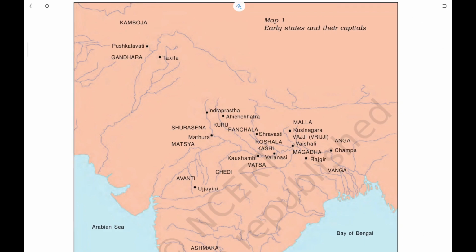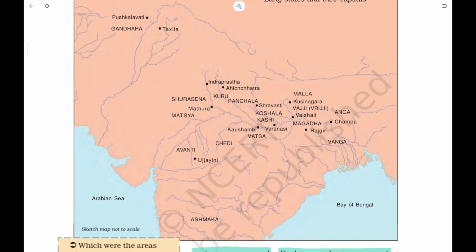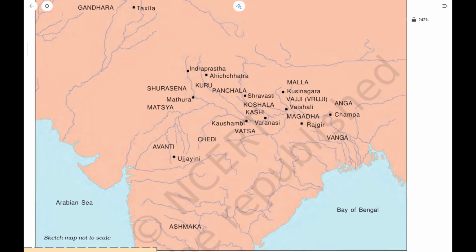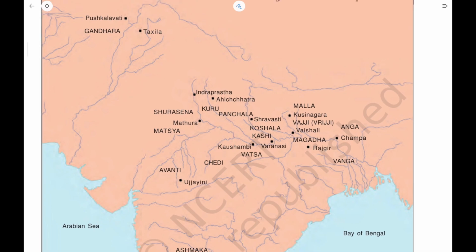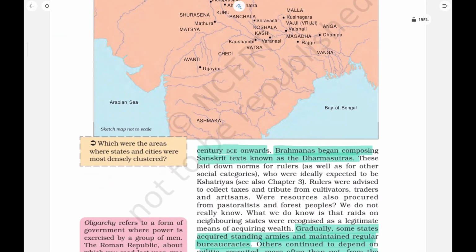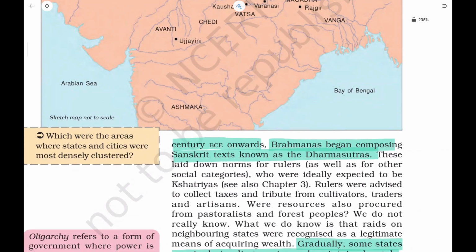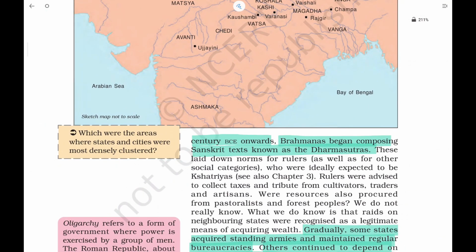Now, let us come to the next page, that is this. Now, these are the 16 Mahajanpadas which are here. Next thing to note here is that the Brahmanas began composing Sanskrit texts which were known as Dharma Sutras, and these Dharma Sutras were the norms for the rulers who were ideally expected to be Kshatriyas. The Brahmanas prepared a set of books known as Dharma Sutras, which were a rule book for the king, or how a king should rule. Okay.